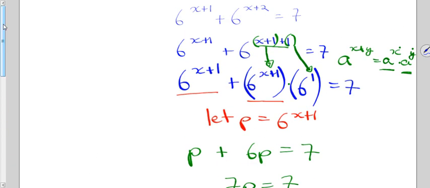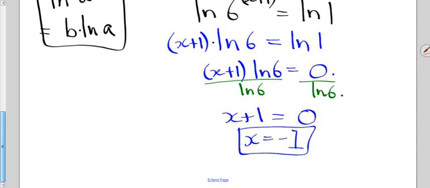And we can go back to the top and see if that makes sense. If I put -1 in here, -1 plus 1 is 0, 6 to 0 is 1, that works. -1 plus 2 is 1, 6 to 1 is 6, 6 plus 1 is 7. So that checks out. You just want to double check that it works. That means x equals -1 is a solution.